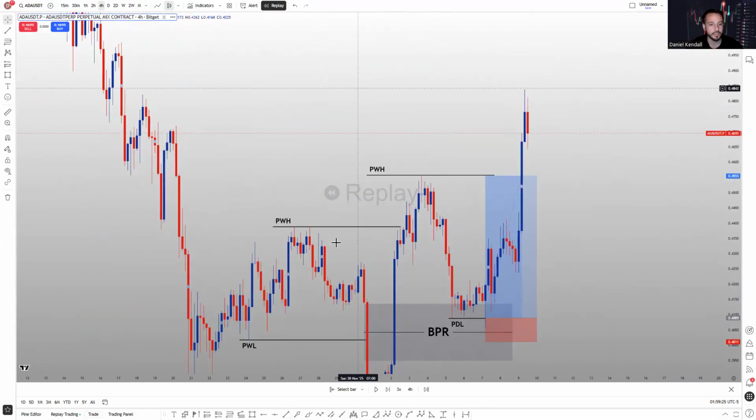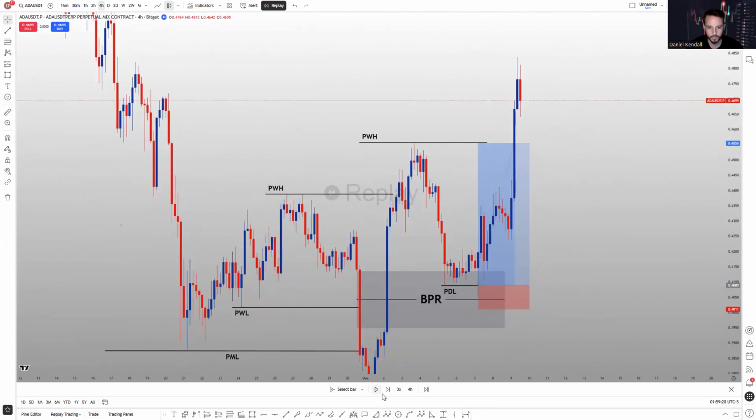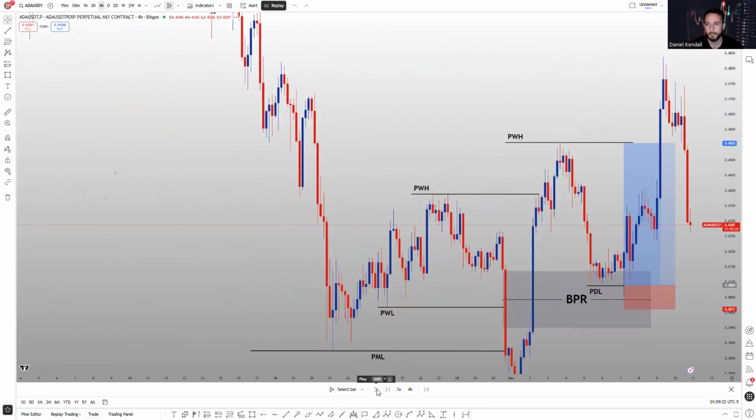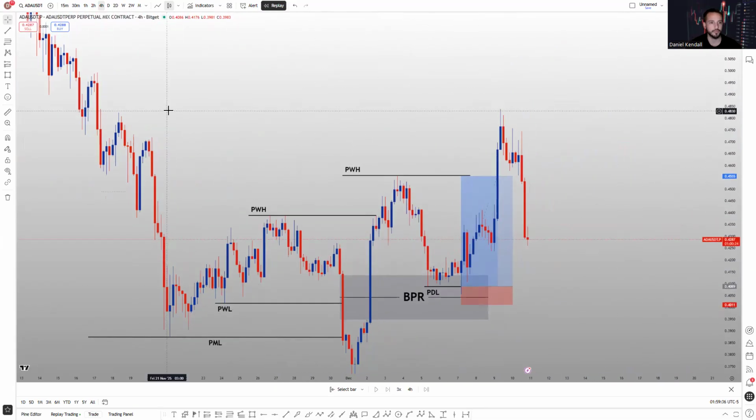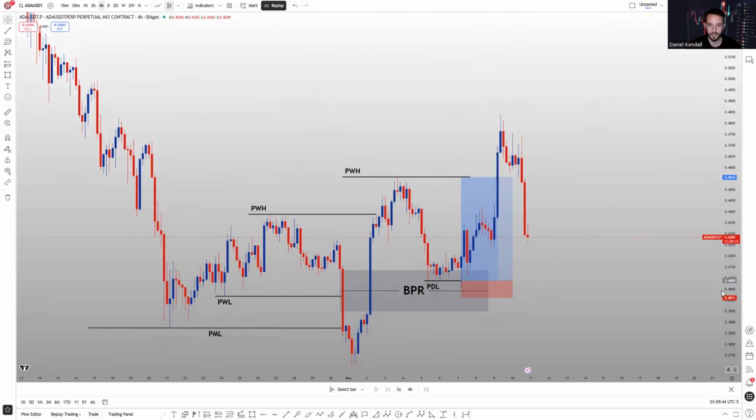We did actually stop at, if I just play that a little bit more. Right, okay. We just fell short of this fair value gap up here. Well, actually, we just tapped it, but even if you did have this marked off, you probably wouldn't have got your entry for short anyway.